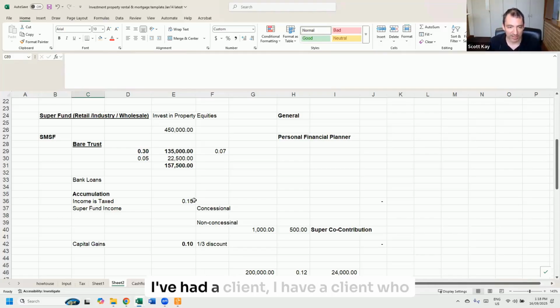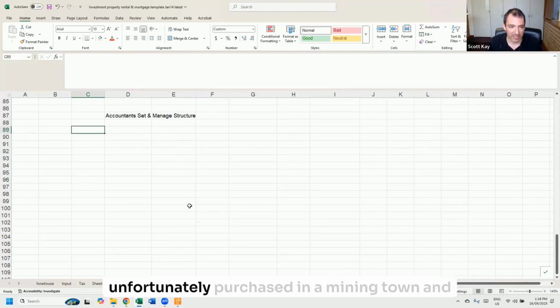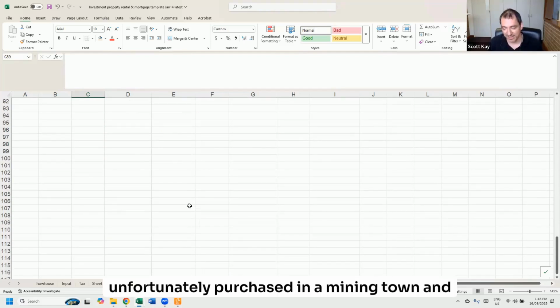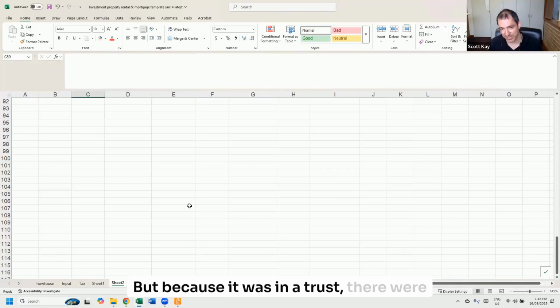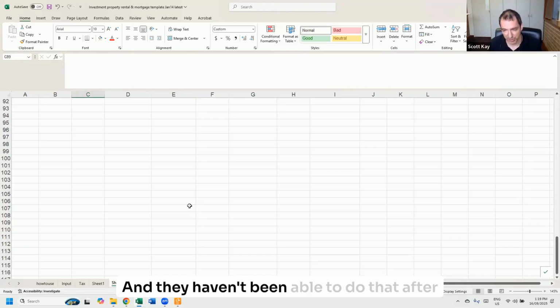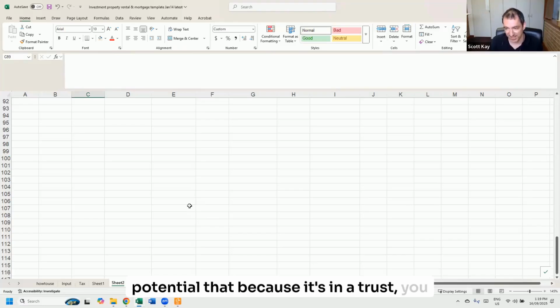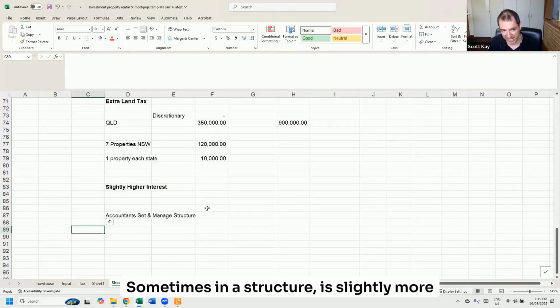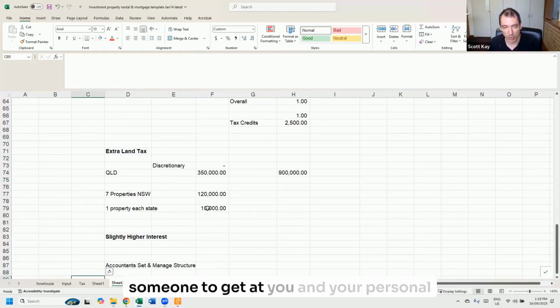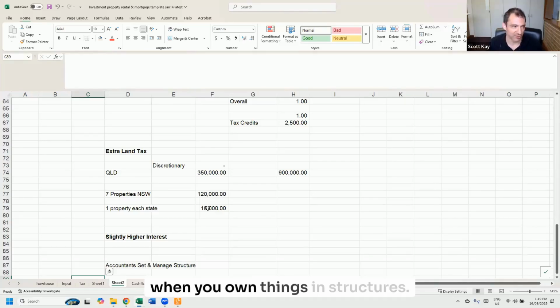I have a client who unfortunately purchased in a mining town, and they lost a massive amount of money on the sale. They still have this massive debt, but because it was in a trust, there were some ideas that they might be able to have the debt extinguished. They haven't been able to do that after 6 or 7 years, but there was the potential that because it's in a trust, you could argue that the bank didn't do the right thing, or you could not pay the debt. There is sometimes slightly more protection in a structure, or it's slightly harder for someone to get at you and your personal assets when you own things in structures.